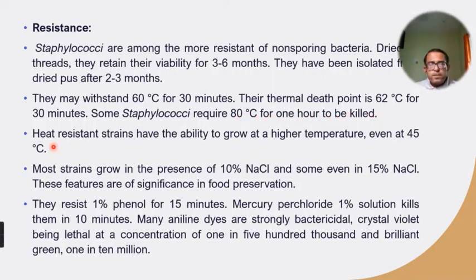This bacteria is heat resistant and has the ability to grow at a high temperature, even at 45 degrees Celsius. Look at that. While normal pathogenic bacteria are capable of growing at an optimum temperature of 37 degrees Celsius and a highest of 41 degrees Celsius, this bacteria can grow at a high temperature up to even 45 degrees Celsius.